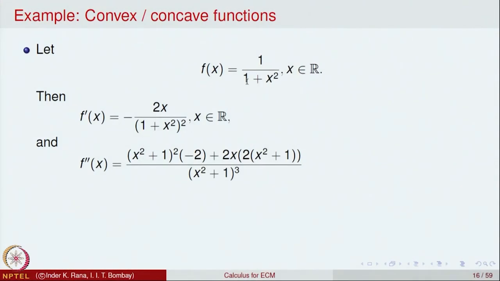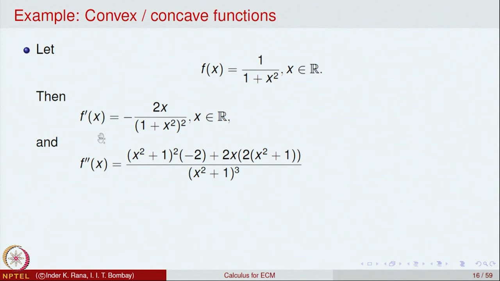To compute the first derivative, one has to apply the quotient rule formula. The derivative of 1 plus x square is 2x, so we can apply the quotient rule formula. So, f dash of x will be equal to, with the numerator 1, minus g dash x divided by g square. The derivative of 1 plus x square is 2x, so it is minus 2x divided by 1 plus x square whole square. So, that is f dash.